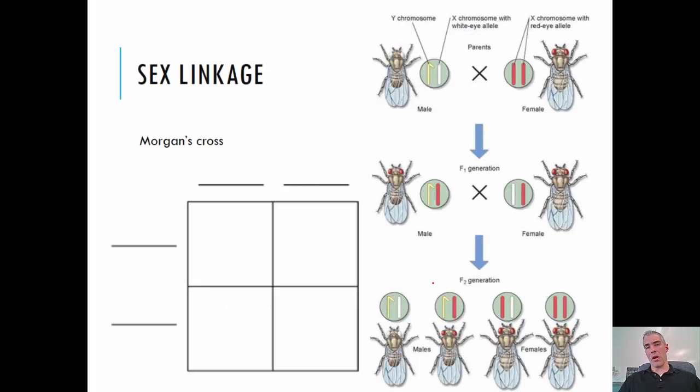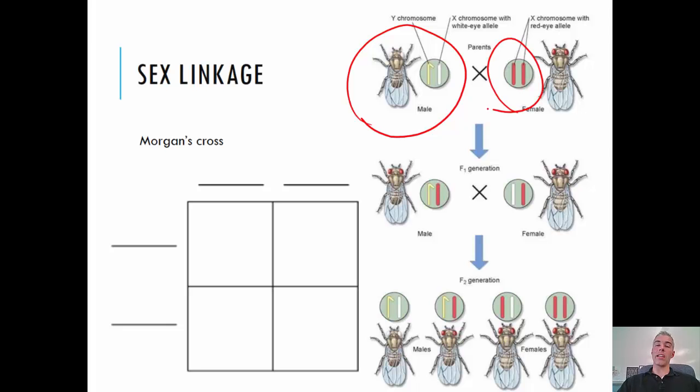So let's look at his experiment and how he figured this out. So he took a male with white eyes, as you can see right up here. Now notice there's the Y chromosome. The Y chromosome does not have the eye gene on it, and a female that has red eyes. And the female was a true breeding female. These are both true breeding males and females, just like Mendel worked with.